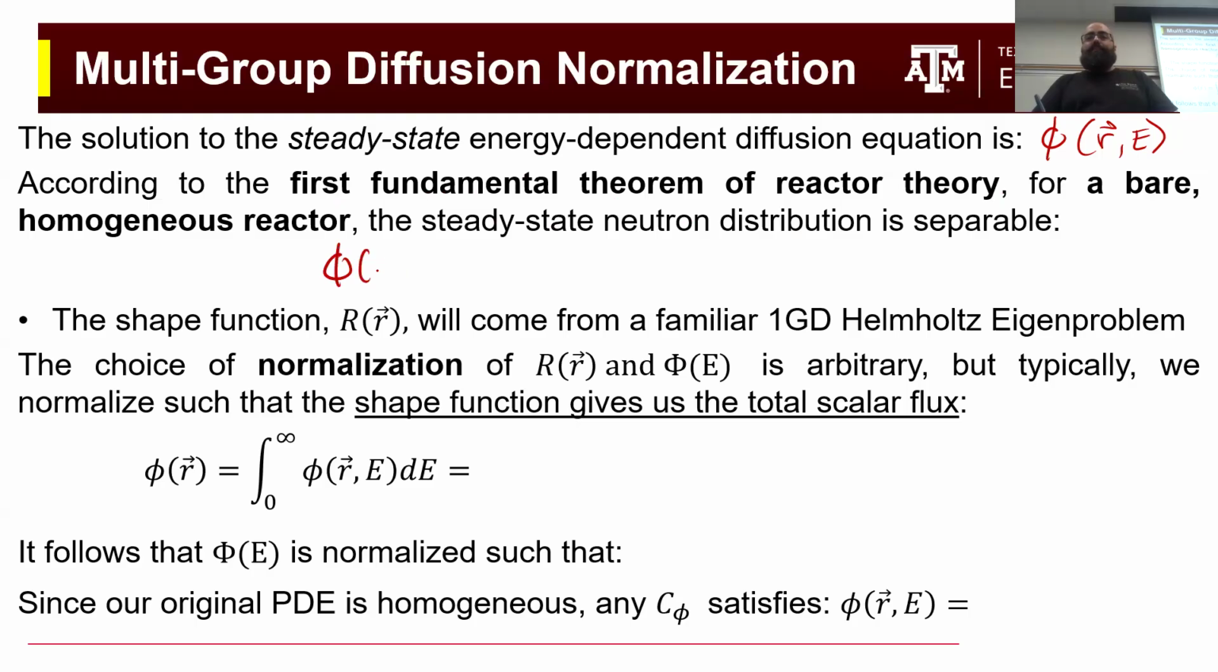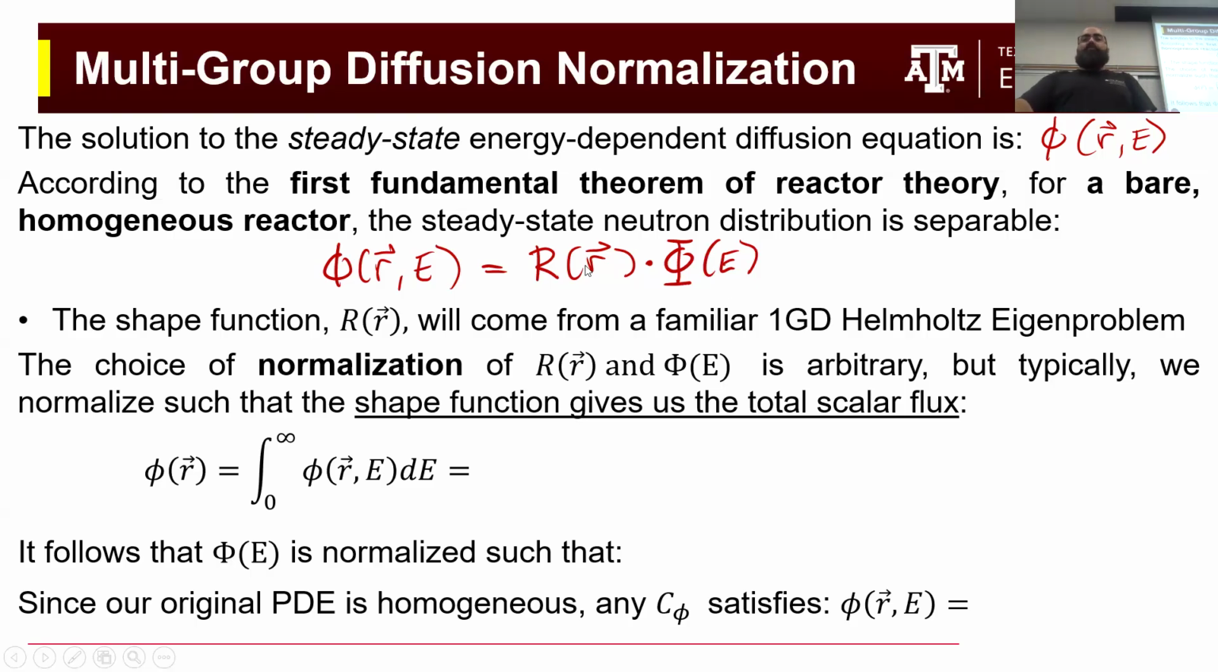So we could take that phi of R and E, and we could separate it into a spatial shape function, R of R, and then an energy distribution function that I'll call big phi of E. So we're just doing another separation of variables. And if you've got a PDE, those are basically your options: you can try to separate variables or you can give up. So we're going to separate variables.